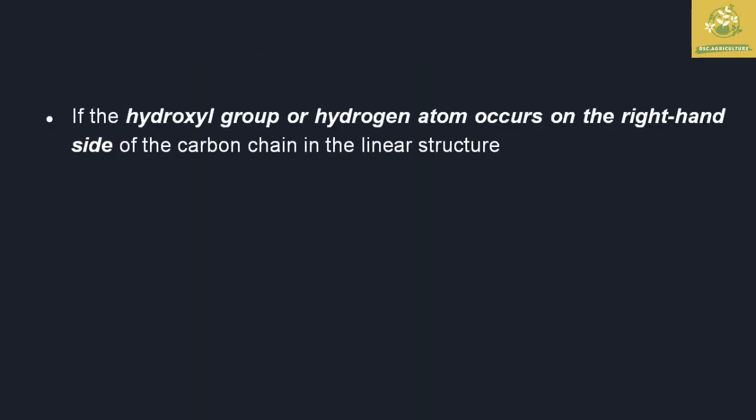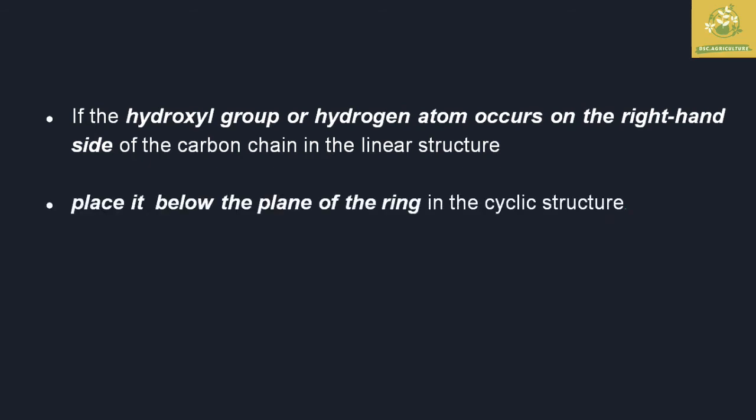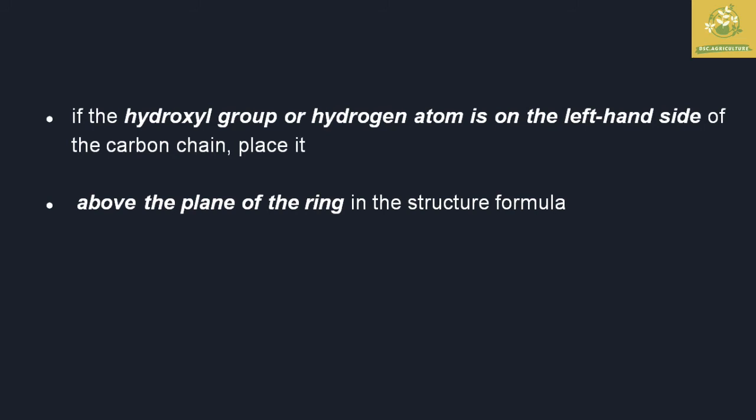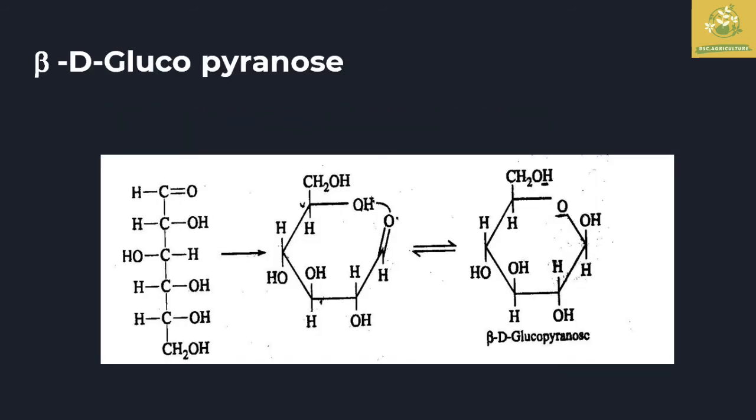So if the hydroxyl or hydrogen atom is present on the right hand side, then the carbon chain is in the linear structure, and placing it below the plane of the ring is known as the cyclic structure. If the hydroxyl group or the hydrogen atom is on the left hand side, then the ring is formed above the plane of the ring in the structural formula. So you can see that.